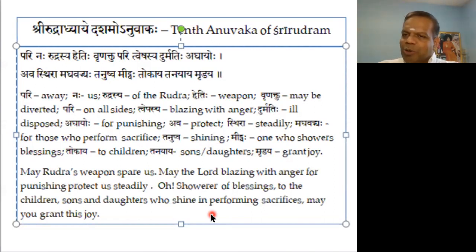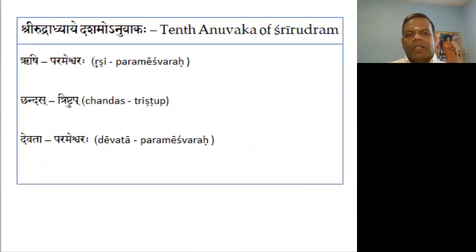And then we ask the Lord, you just grant us all that's positive, which is Mayas. Mridaya, so grant us joy. So that way we can take this mantra meaning. This Anuvaka is full of prayers of various kinds. We looked at it quickly.